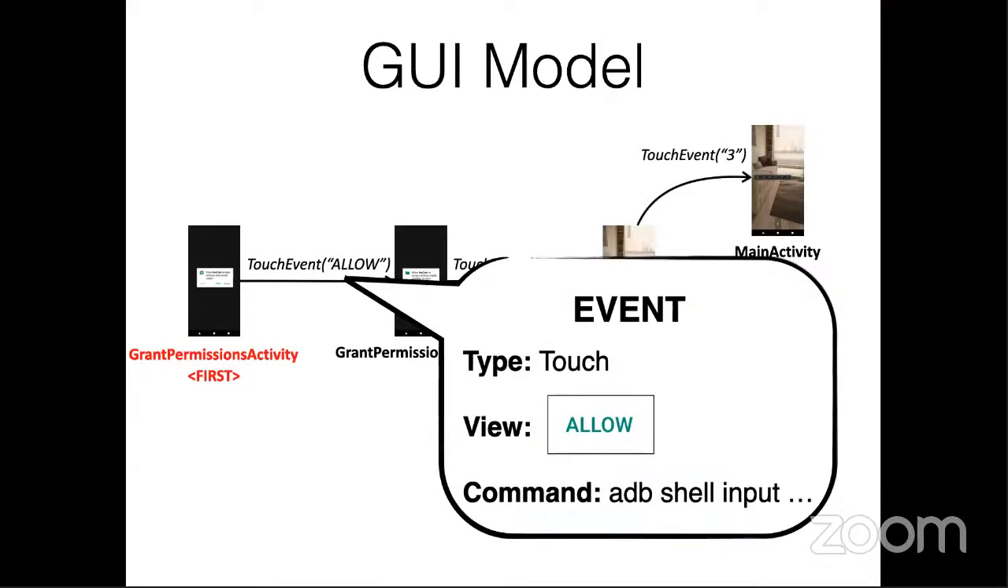An event in the model is defined by the type of action that can trigger the transition from one state to another, such as touch, the view on which the event is performed, and the ADB command used to execute the event on the device.